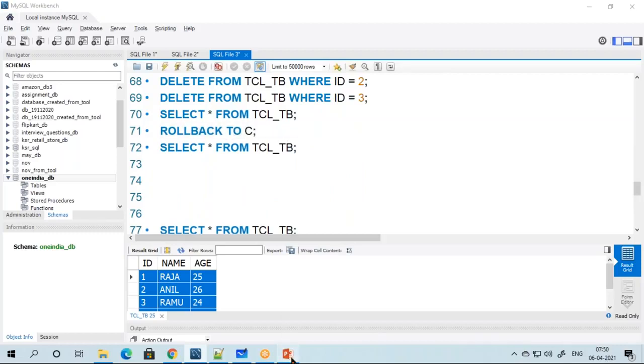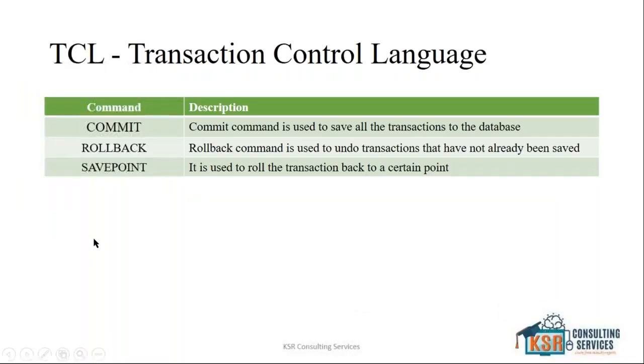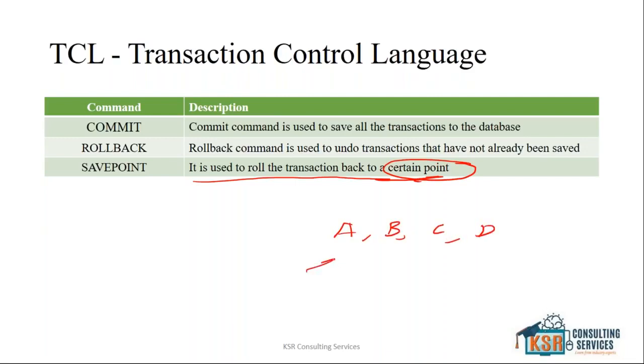Now we'll go and see what the definition is. Save point is used to roll the transaction back to a certain point. This is what the definition says. That means I'm going to have some flags, and I can save with respect to certain save points. That is what a save point is.